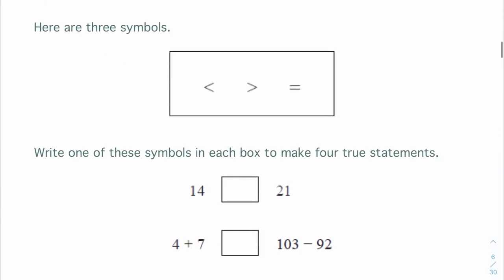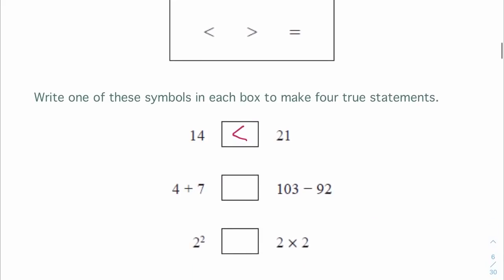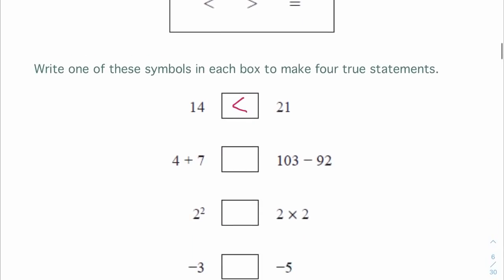Alright, so for this question we're using mathematical symbols. So it says write one of these symbols in each box to make the 4 statements true. So we have the less than, greater than and equal to symbol. So 14 is less than 21, so we put the less than symbol in there and literally just read it like that. For the next one we've got to do some working out.